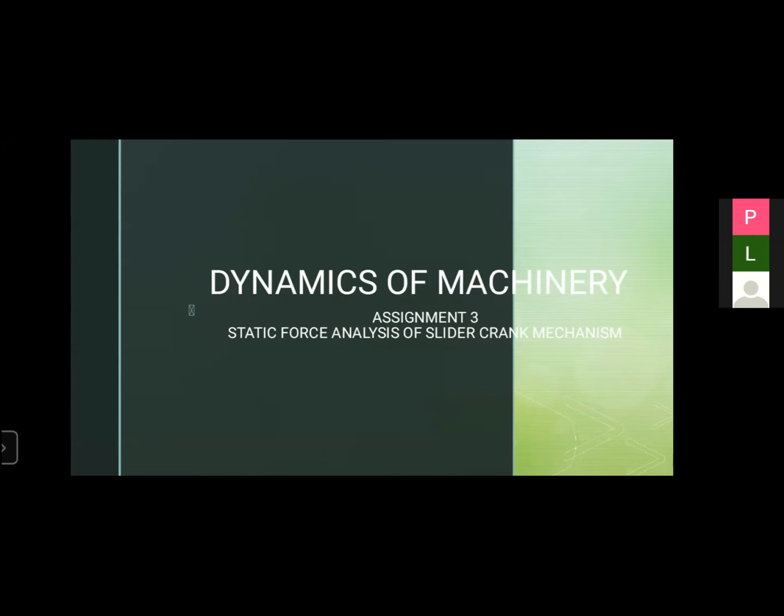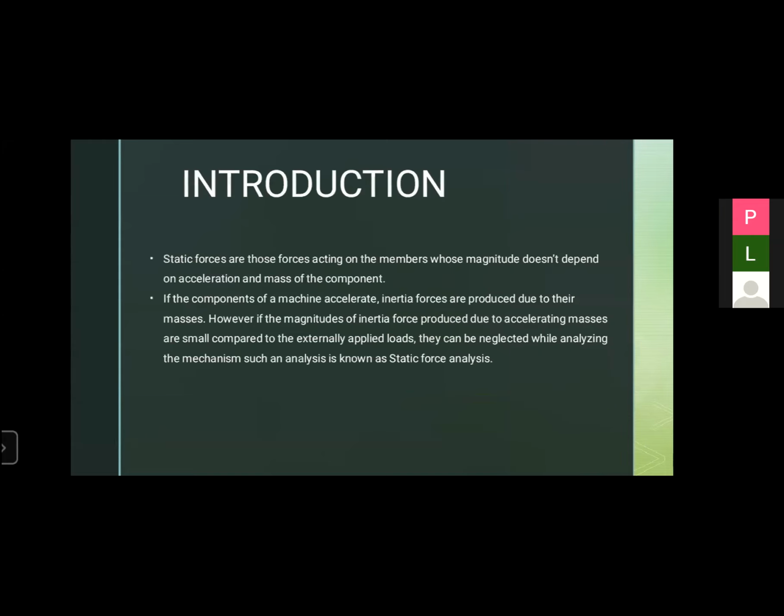So before going into the topic, let us first discuss what a static force is. Static forces are those forces acting on a member whose magnitude doesn't depend upon acceleration and mass of the component. So in general, we can say that the forces which are independent of acceleration and the mass of a body or a component, then the force is called static force.